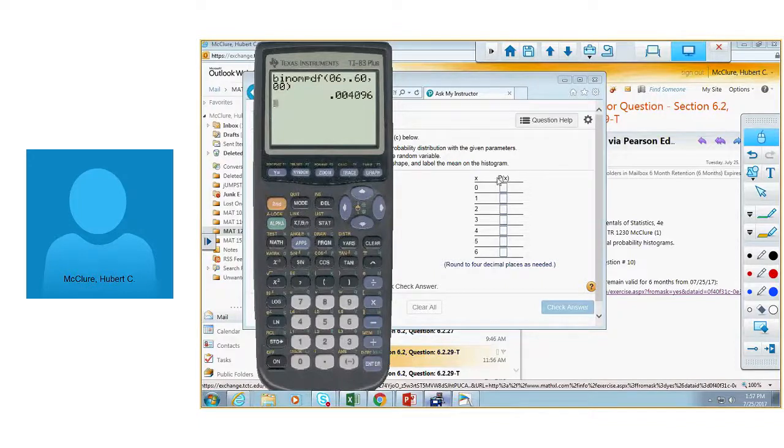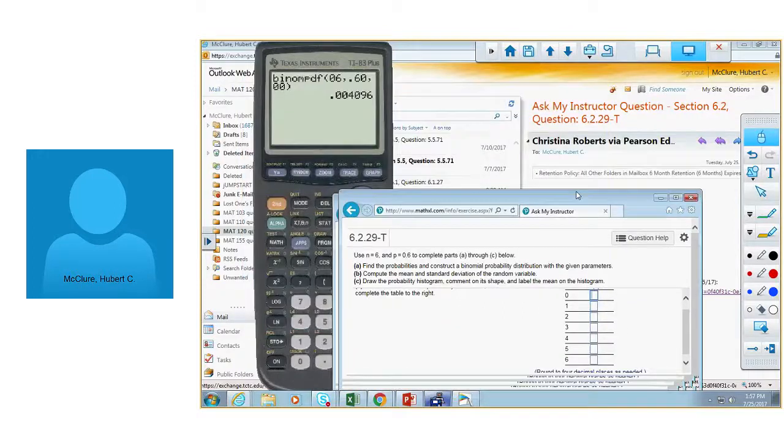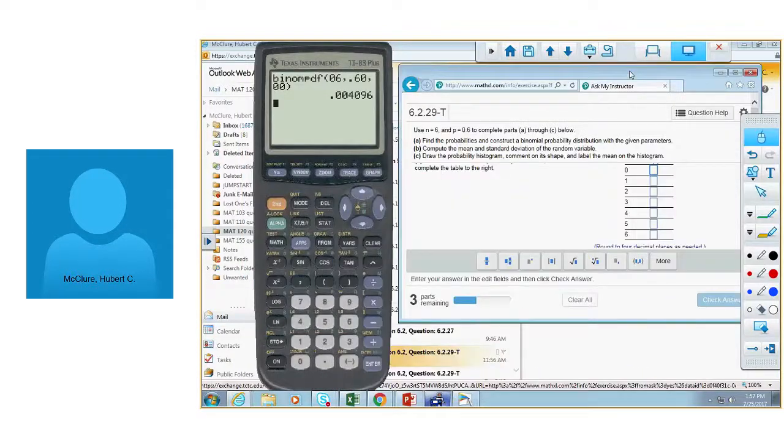And 0.00. See, mine's not letting me do that. Why not? It's not letting me do it. It just keeps saying error. I don't know what would be doing that. I don't really know why.